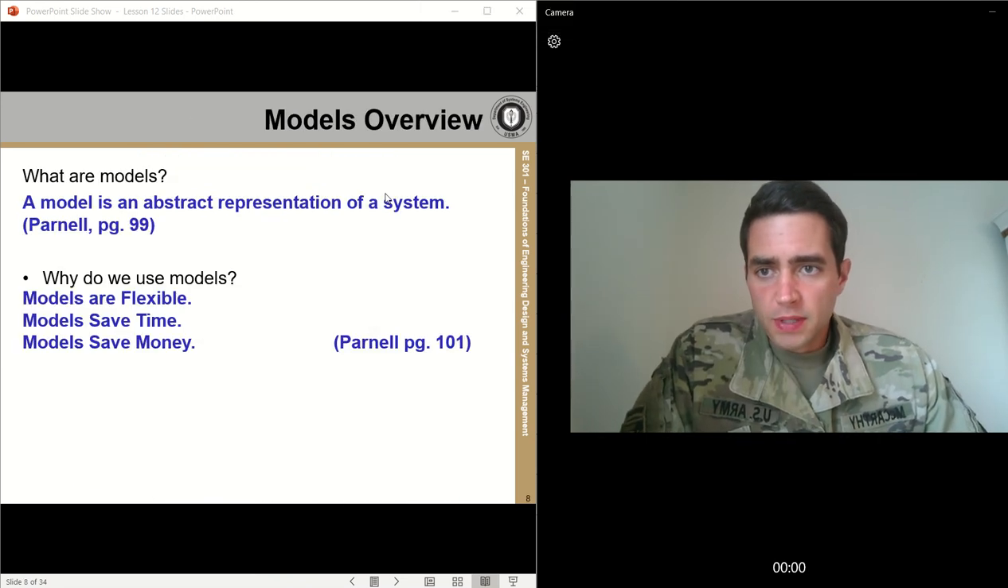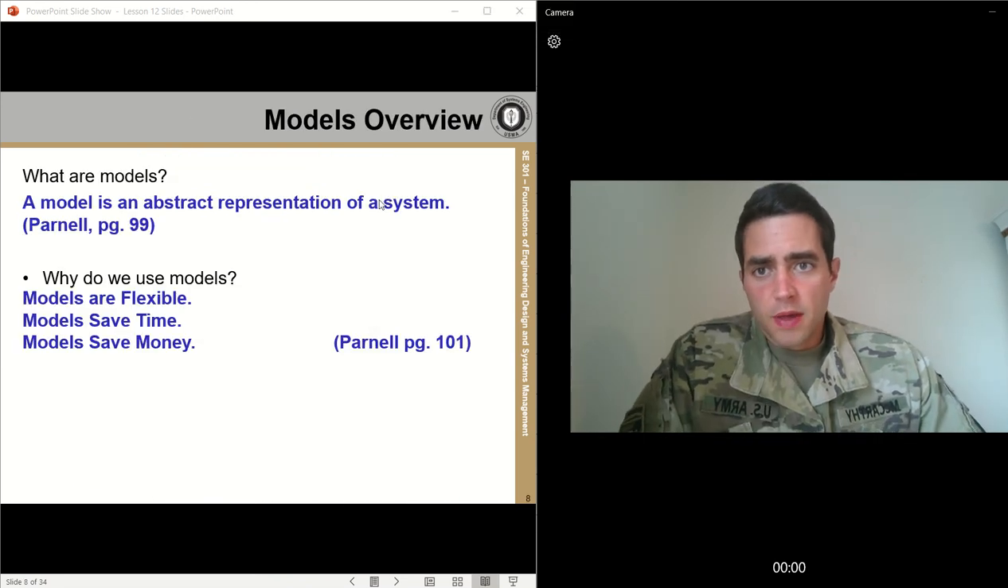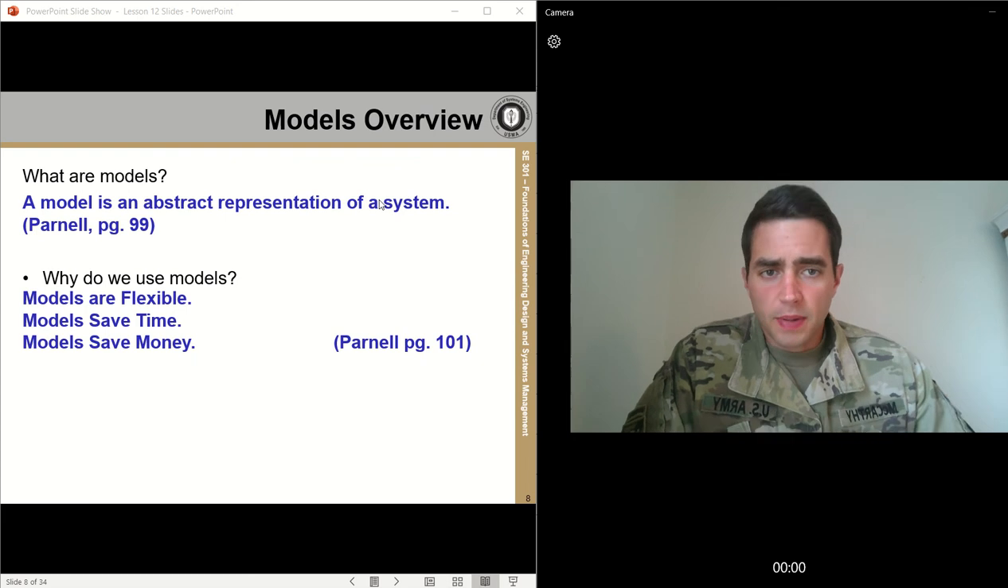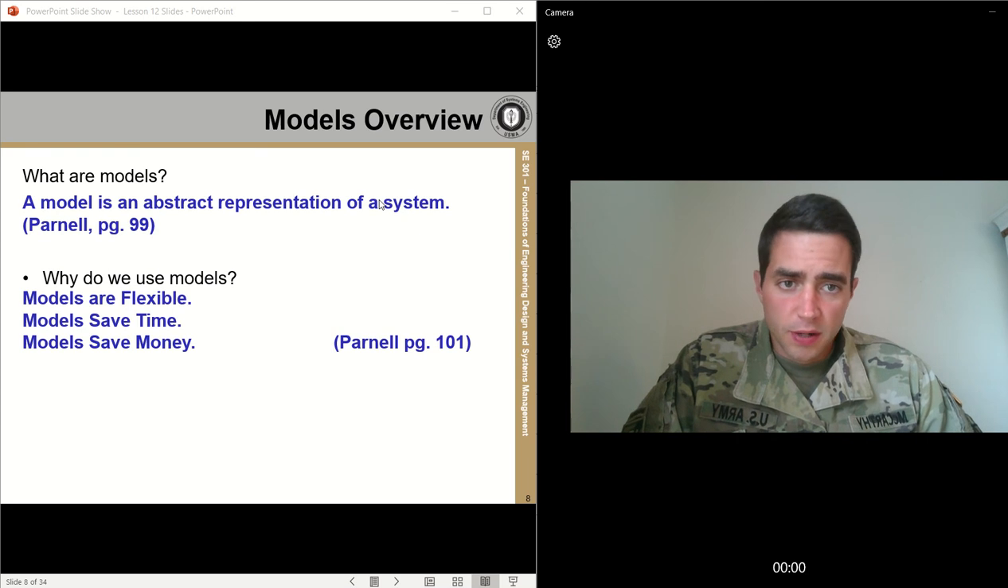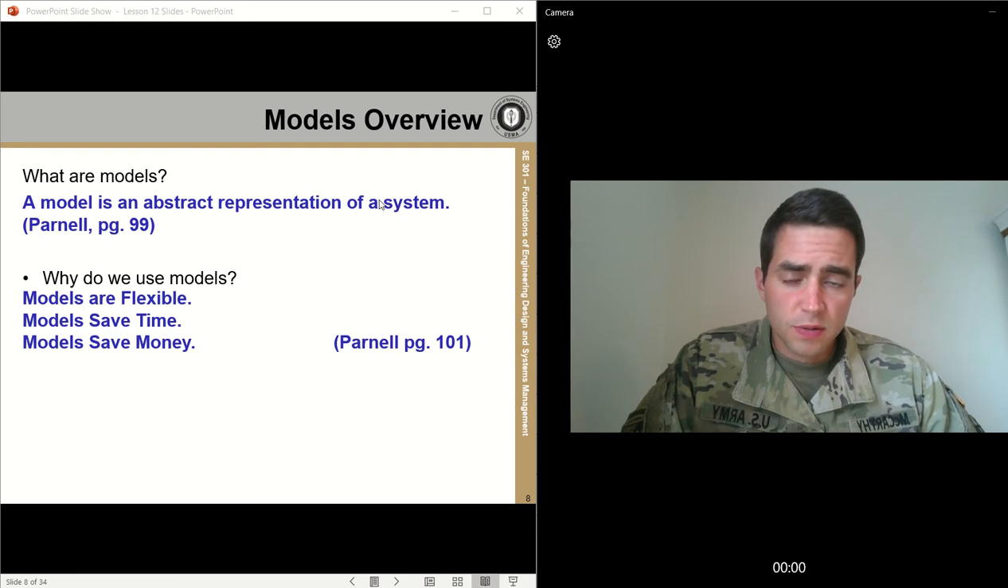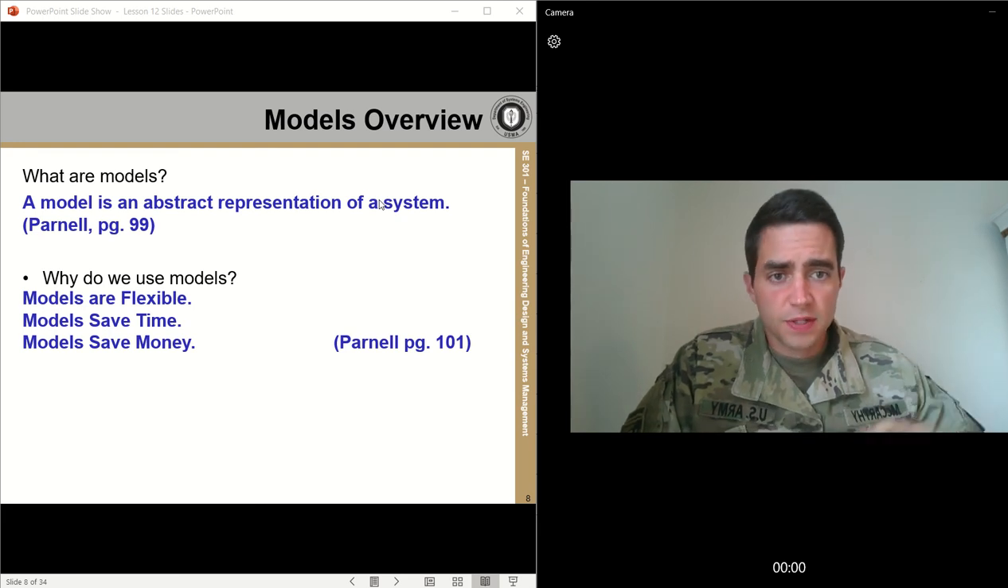So we're going to dive a little bit deeper into the value scoring method of modeling. Page 99 of the textbook defines a model as an abstract representation of a system, and a couple pages later it defines why we use models. The bottom line in all of it is that they're flexible, they save time, and they save money. Similar to the benefits of using a simulation, models can achieve the same effects.